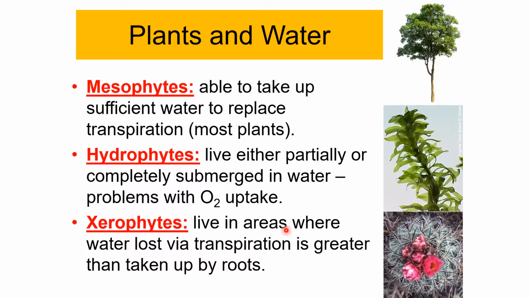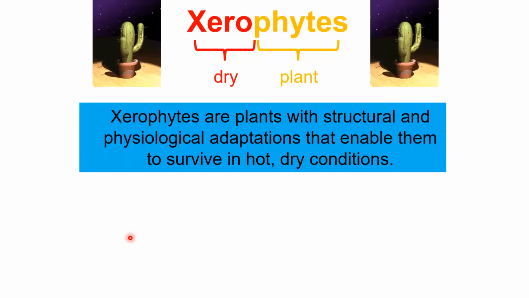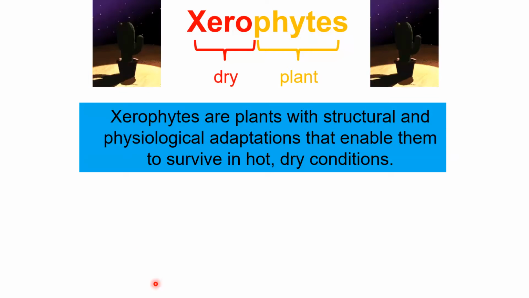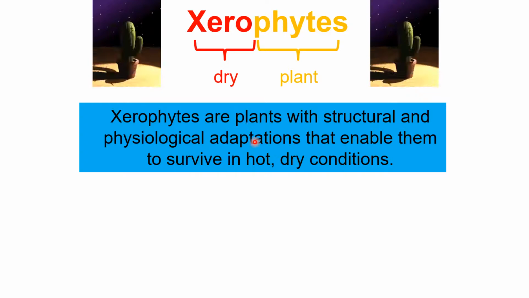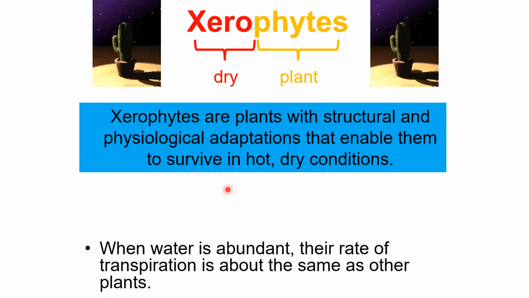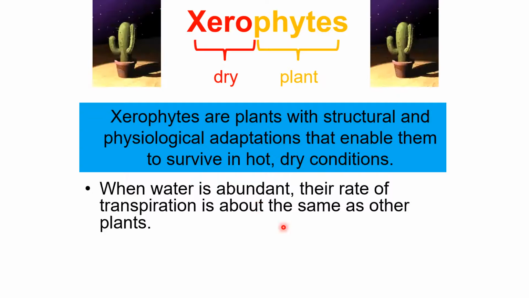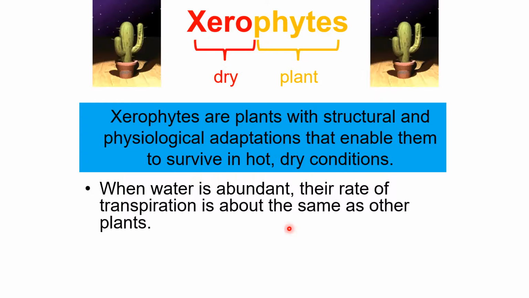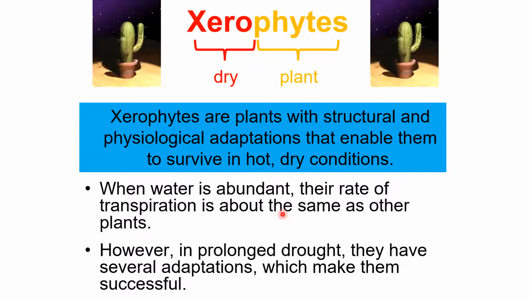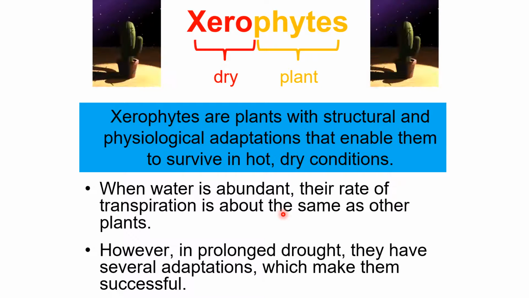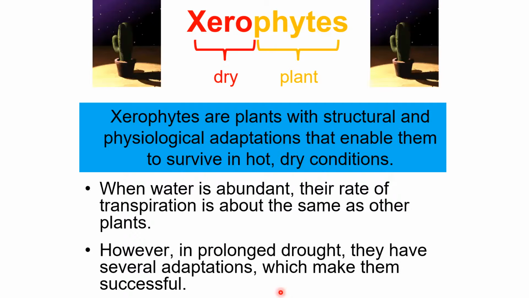While xerophytes live in areas where water loss via transpiration is greater than water which is actually taken up by the roots, right? So here we are particularly talking about the xerophytes. Xerophytes are generally known as dry, because xero means dry and phytes means plants. These are the plants with the structural and physiological adaptations that enable them to survive in hot and dry conditions. When water is abundant, the rate of transpiration is about the same as any other plant. But during drought and prolonged shortage of water, they definitely have some adaptations which make them successful, right?